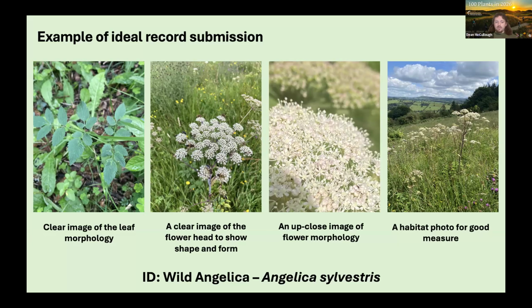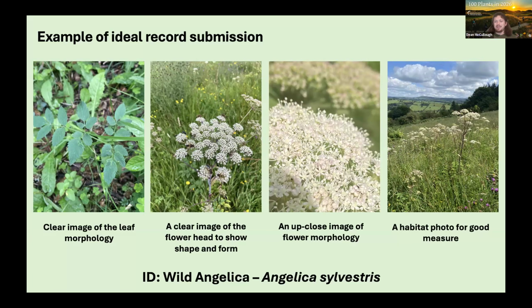So I have come across this plant, and I'm going to say it's Angelica sylvestris, which is the wild Angelica. And these are the photos that I've included. I've included a photo of the leaf morphology, which just means the shape of the leaf, the form of the leaf. The second photo is of the flower head, which is an umbel in this case, with some lovely pollinators on it.